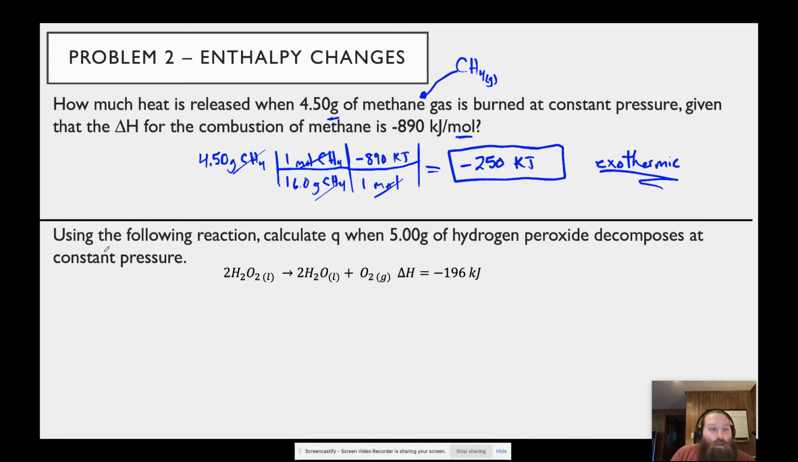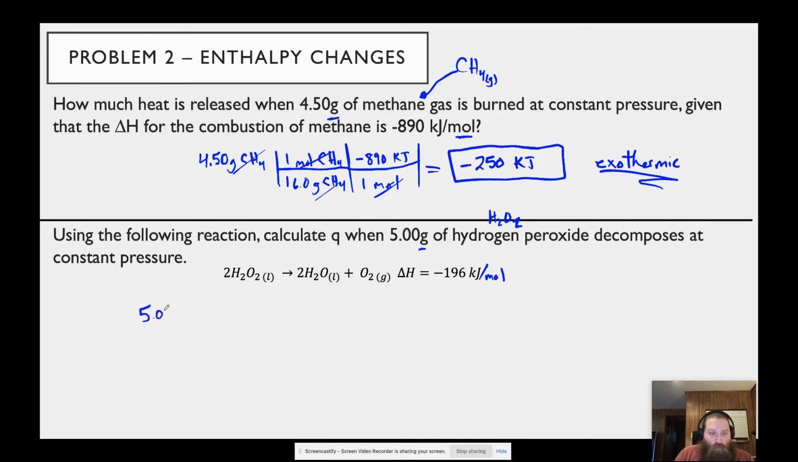All right. In the second one, we have, using the following reaction, calculate Q when 5 grams of hydrogen peroxide, again H2O2, something we should probably know at this point, decomposes at constant pressure. Well, I'm still going to do a bracket setup. I'm still going to go grams to moles. I have grams, I need to get to moles. And this delta H here is implied to be kilojoules per mole. So let's set it up.